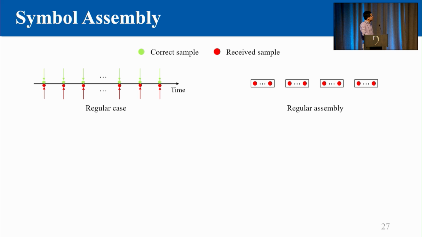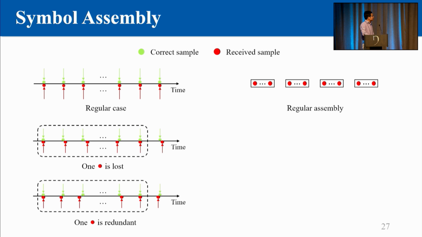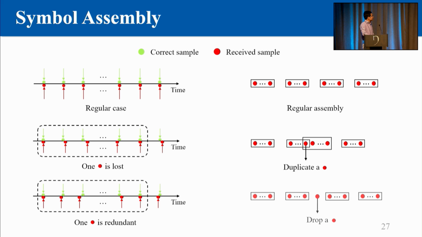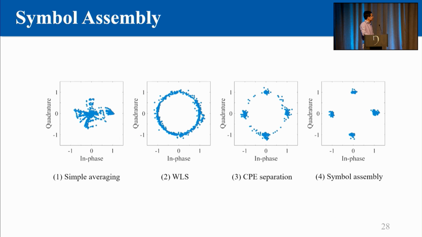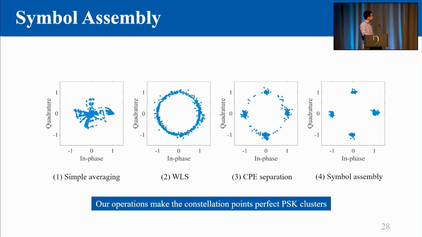In the regular case, the receiver assembles a certain number of sampled points into an OFDM symbol. However, due to the STO, the sample points might be lost or redundant over time. In this situation, we choose to either duplicate or drop some points according to the STO we estimated. Results show that our operation makes the constellation points into perfect PSK clusters. We can get the tag data by demapping these points to the closest constellation centers.